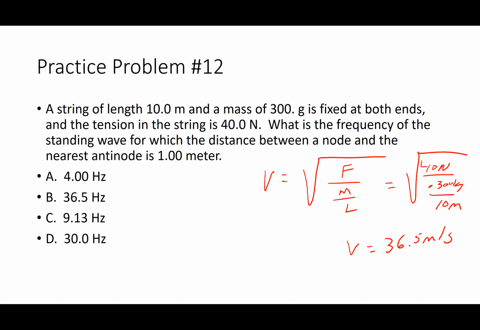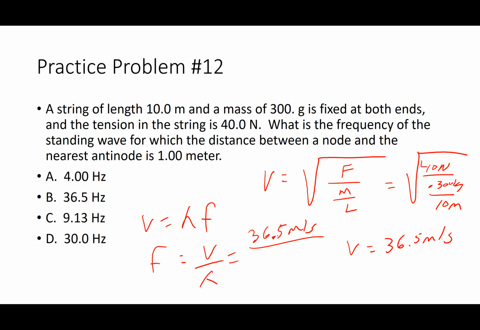Next, we can use the wave equation. V equals wavelength times frequency. We're trying to solve for frequency. So frequency equals speed divided by lambda. Well, we know the speed, 36.5 meters per second.